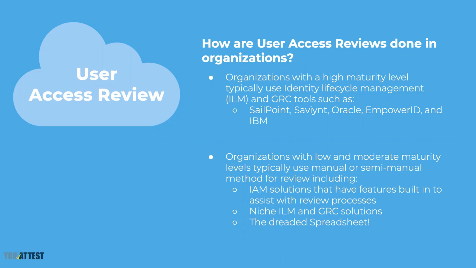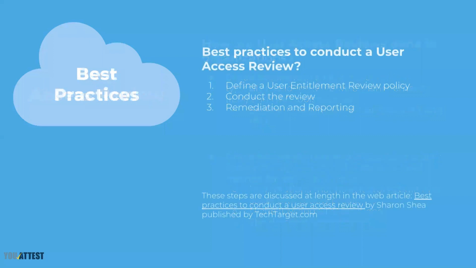For the rest of us, we typically will use manual or semi-manual methods for reviewing, including different identity and access management solutions, hopefully some which include features built in to assist with review processes. Niche ILM and GRC solutions. There's several of them out there that are actually very reasonable in price, but unfortunately, the majority of us use the dreaded spreadsheet. And it's a very painful process. The spreadsheet itself of trying to do a user access review for all of the assets for an organization can be quite devastating, actually. So let's move on here. Next slide, please. All right.